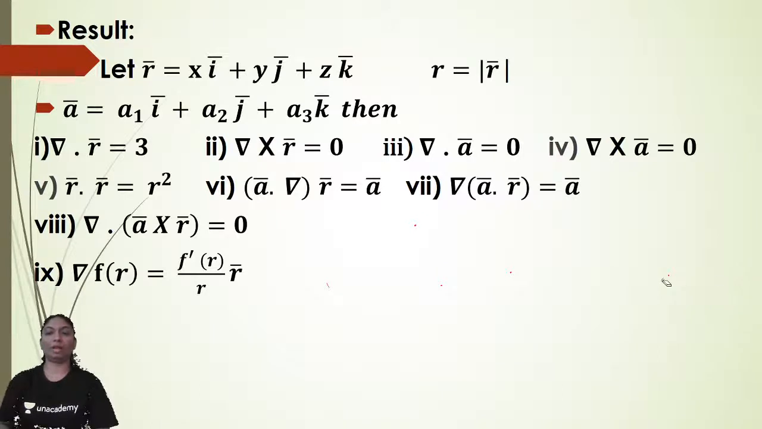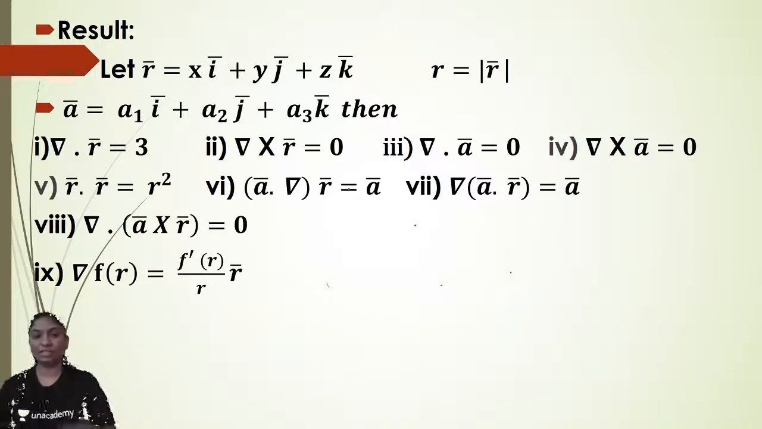Okay. Now let's see. Del of a bar dot r bar is equal to a bar, and del of a bar cross r bar is equal to a bar. First calculate del a bar dot r bar. So again you will get a scalar, and that del of a bar, so you will get again a vector quantity. So a bar cross r bar, you will get a vector quantity, and that dot product, so you will get again a scalar quantity. But this is very important: del of f of r is equal to f dash of r upon r into r bar.